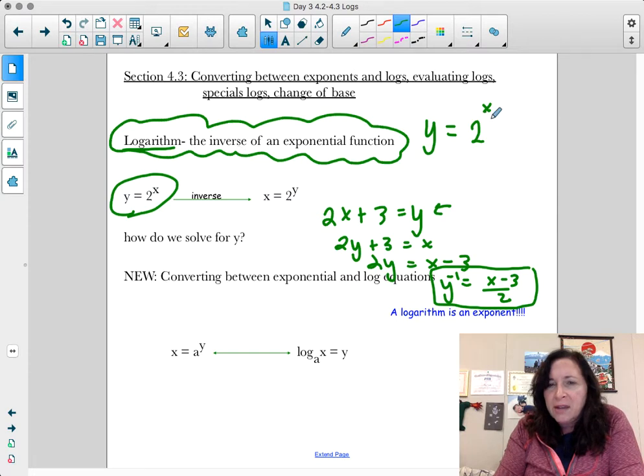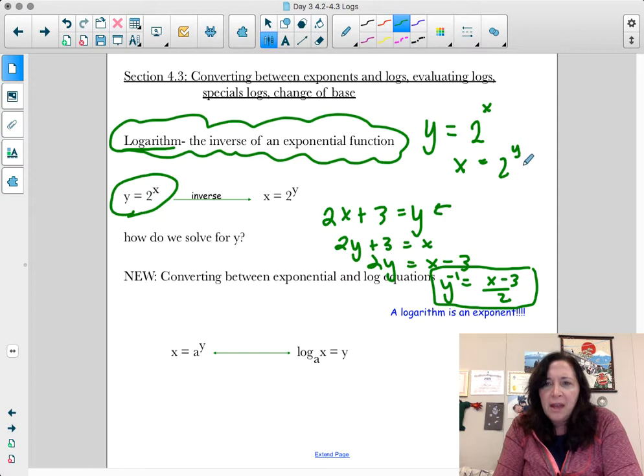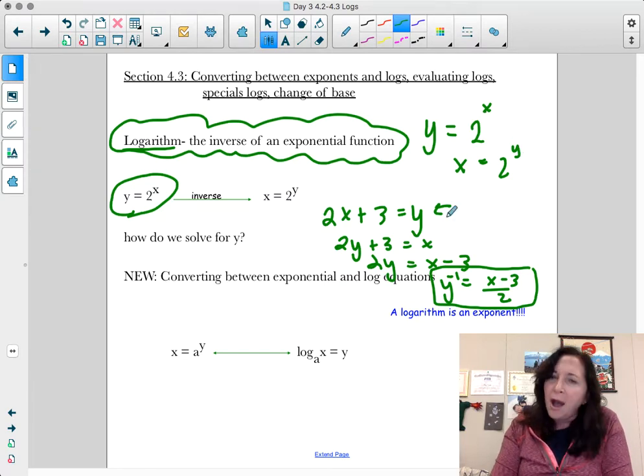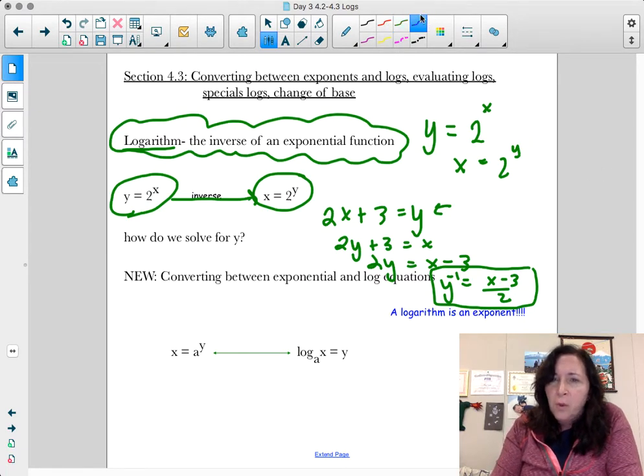So when I find the inverse here, of course, I'm going to switch my x and my y. So I have x equals 2 to the y power. However, how do I solve for y if y is my exponent? It's up there. How do I get it out of that exponential place? Now, if I just ask for the inverse, of course, I can just switch my x and y. But I haven't solved for y. So in order to solve for y, I would have to do its inverse.